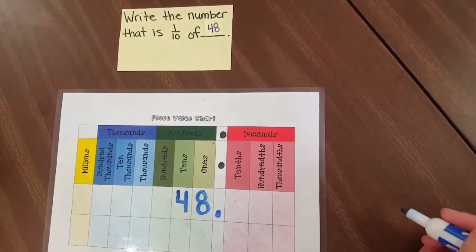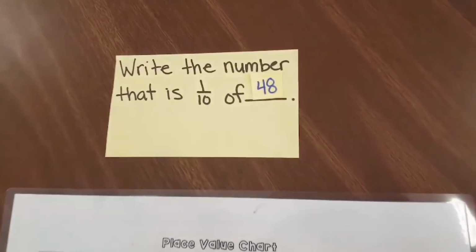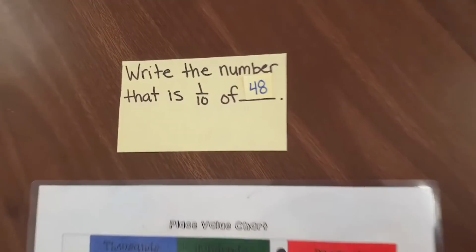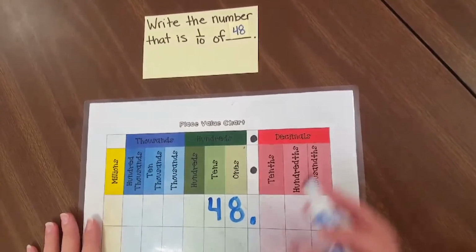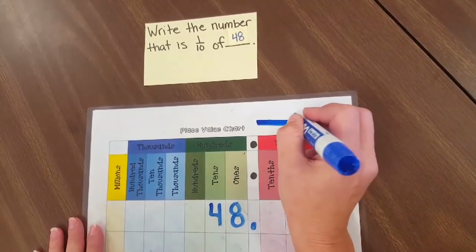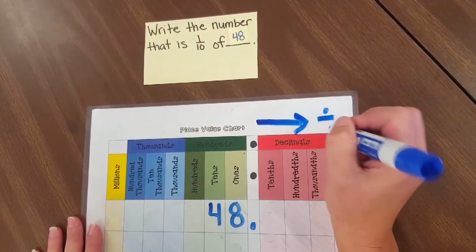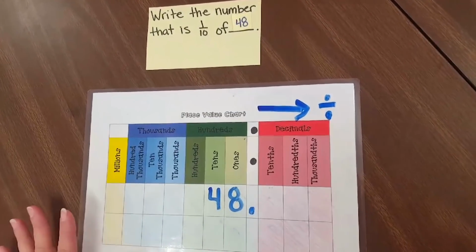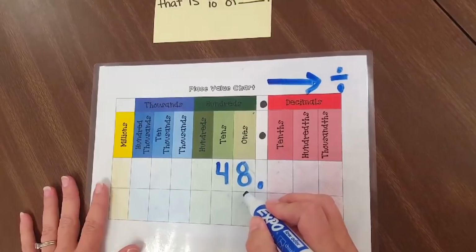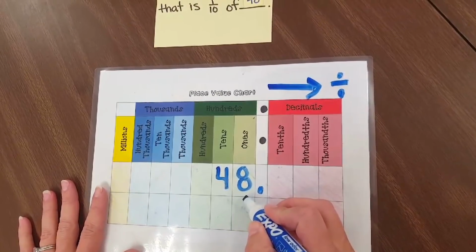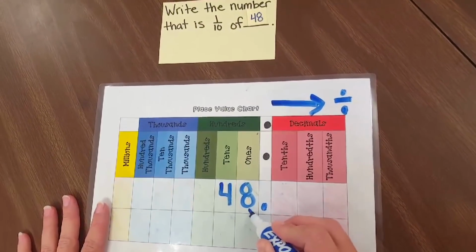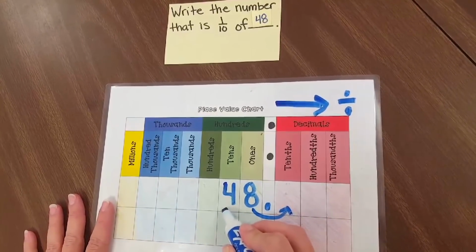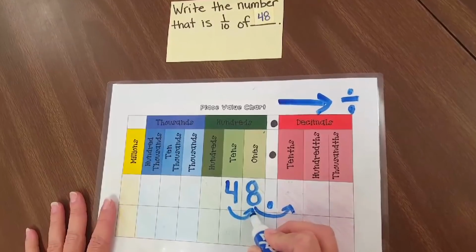Now we're going to write the number that is 1/10 of 48. Remember, when you're finding 1/10 of a number, you're dividing it by 10. Because you're dividing by 10, you're moving to the right on the place value chart. To the right, to the right, to the right, to the right when you divide. I'm going to start with my 8. And I'm going to move it 1 place to the right because we're dividing by 10. The 4 will also move 1 place to the right.